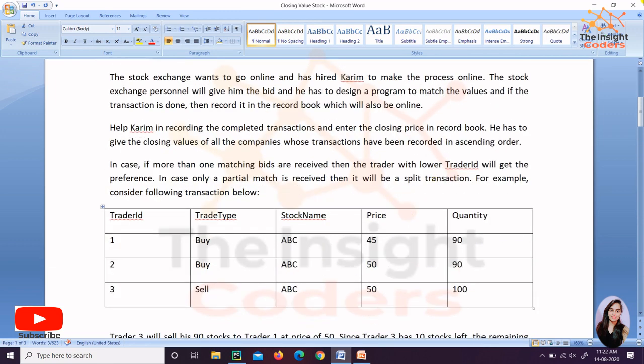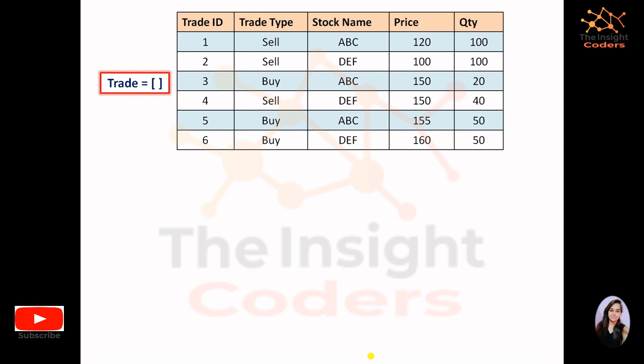Well, this is all about this question. Let's just see what the answer is. So I'm just taking an example and I'll be explaining the question from this example itself. So what is the question saying?